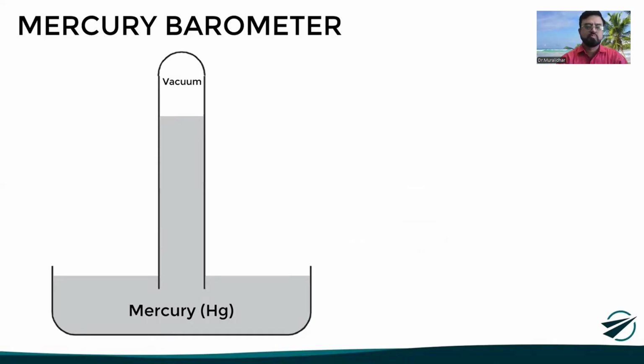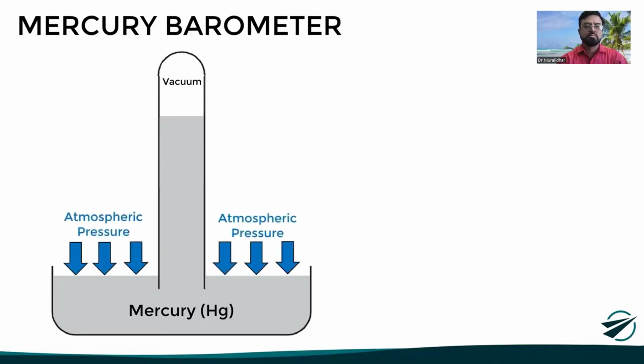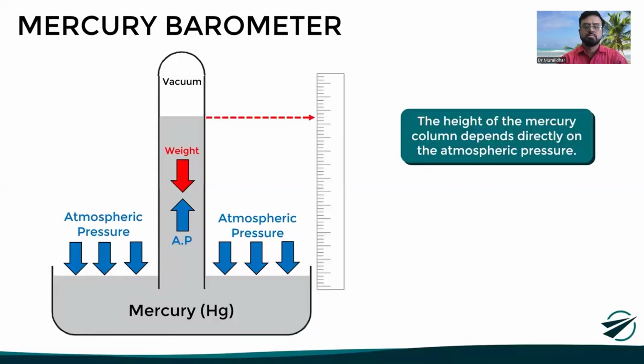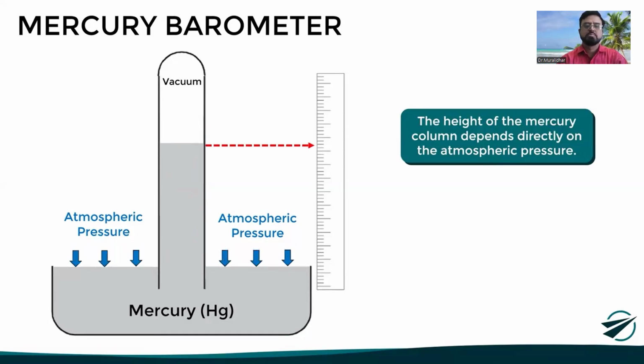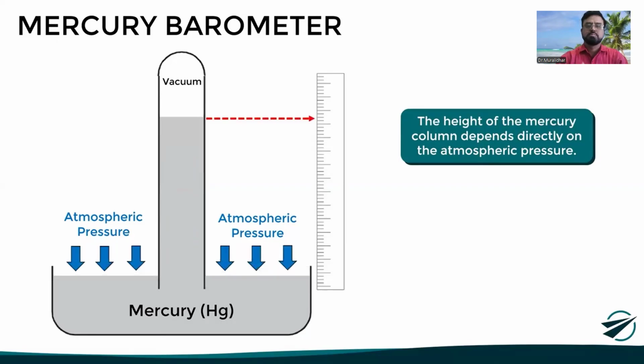This way, atmospheric pressure will push the mercury in the cistern, forcing it up the tube, but at the same time, the weight of the mercury itself will try to counteract this. With this, the height of the mercury column depends directly on the atmospheric pressure. For example, if atmospheric pressure reduces, then the height of the mercury column in the tube will decrease. While on the other hand, if the pressure increases, the height of the mercury column will increase.